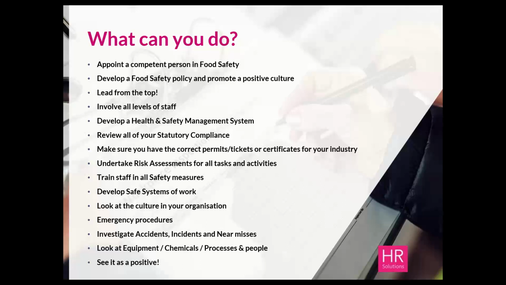Looking at risk assessments and tasks, training staff in safety measures. There's so much training available now. It can be online training where you do a video, take a tutorial, and get a certificate. It can be a webinar like today, or it could be a delegated course where you go off and do an accredited training program. So there's a number of different ways you can do training. Develop safe systems of work. Look at the culture in the organisation. Is everybody singing from the same hymn sheet? Have you got visions and values displayed so that everybody understands what you're going to be doing?